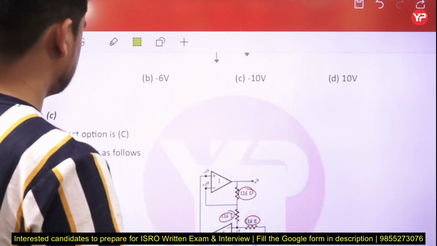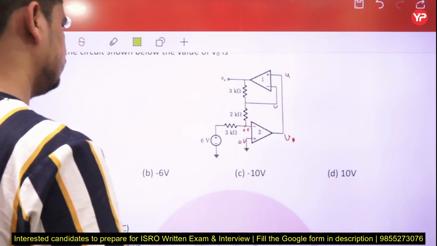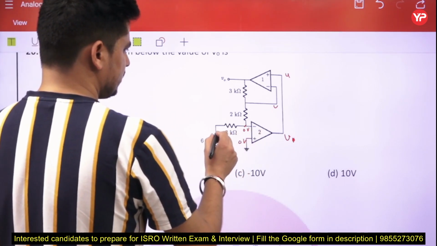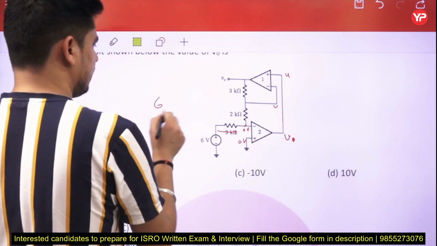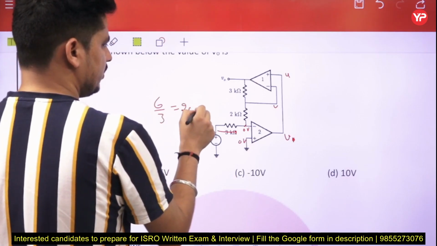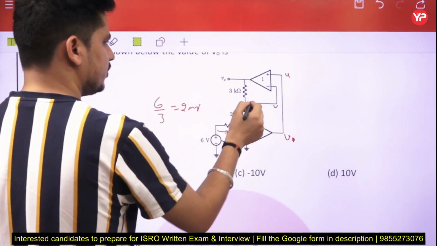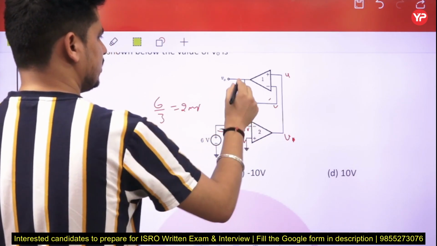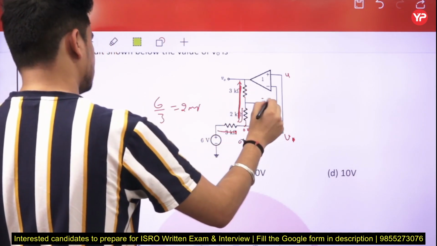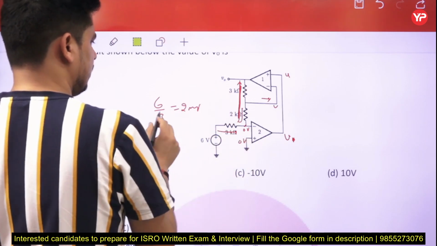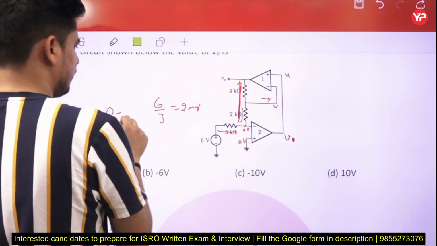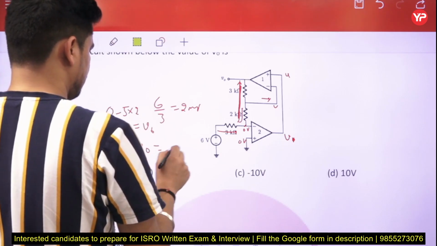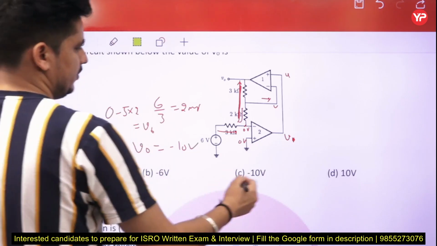Volt source, yes. So this will be 0 volt. It means the current is going from this terminal. That will be how much? 6 divided by 3, that is 2 milliampere. So that current will go through this resistance, because no current is going inside. So directly we can say the current is going up. So 0 minus 5 times 2 equals Vout. So Vout equals minus 10 volt. Answer will be C here.